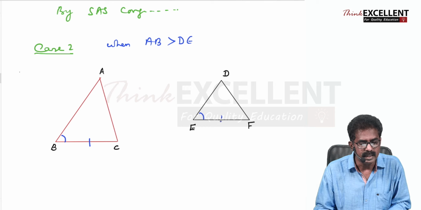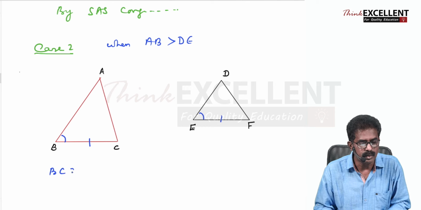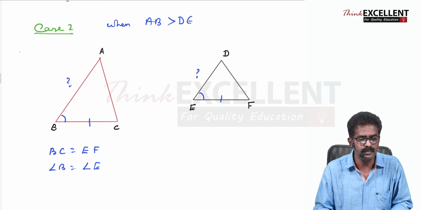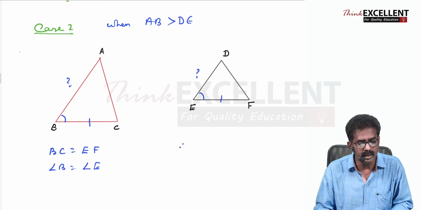BC is equal to EF. Already BC equal to EF. Angle B equal to angle E. We have to get these two are equal. So one more thing, already you know, angle C equal to angle F. That also we know. Angle C is equal to angle F.